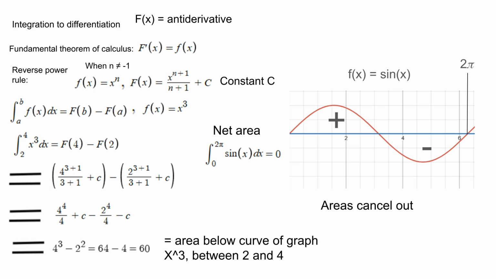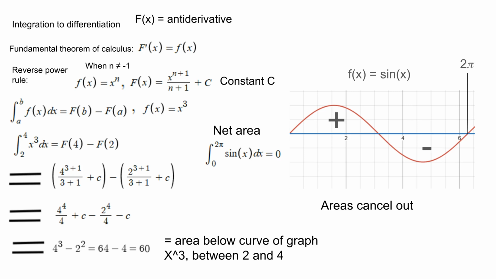Secondly, I must point out that the integral from a to b of f of x times dx is equal to capital F of b take away capital F of a. To help you understand, I will use a real example where f of x equals x to the power of 3 and the integral goes from 2 to 4. Our objective is to find the area under the curve between 2 and 4 for the function x cubed.